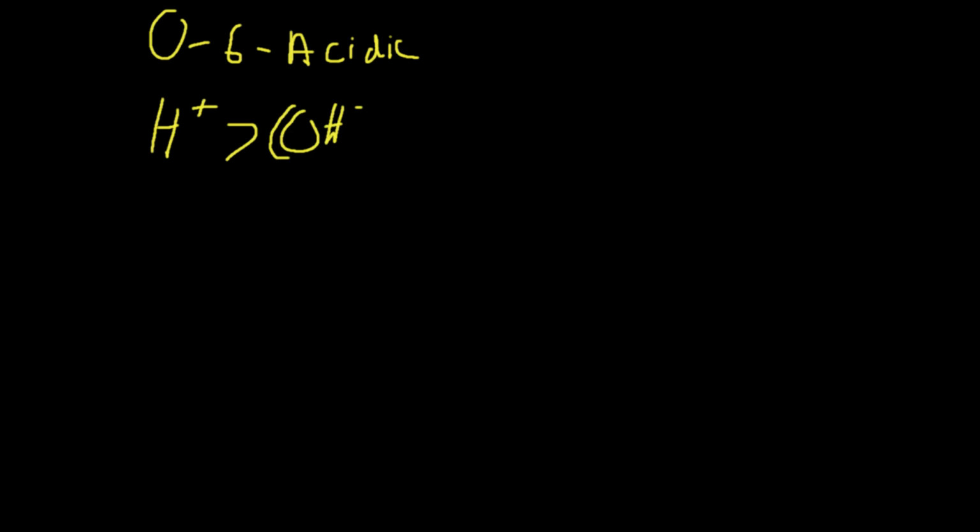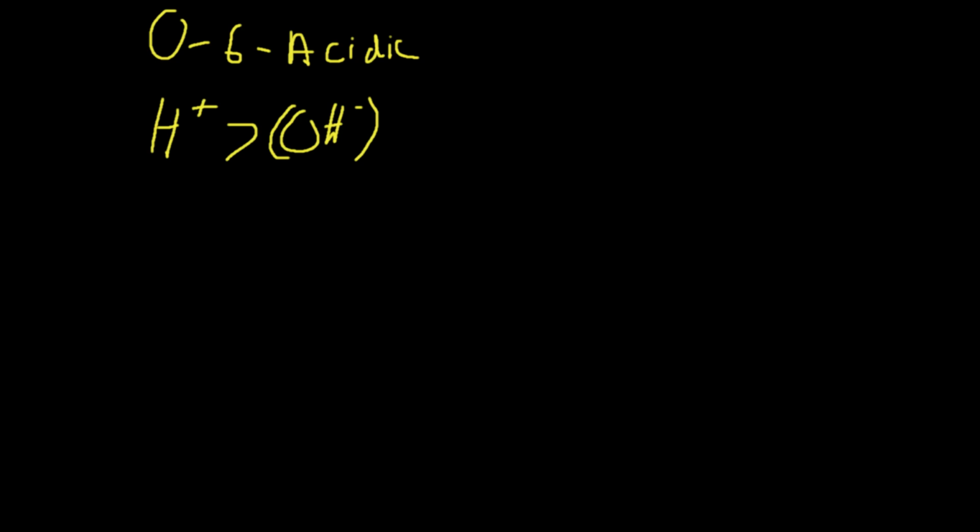So, 0 to 6 is going to be the acidic set of the pH scale. So, it's going to be acidic. And when something's acidic, pretty much what it's going to be letting us know is that hydrogen ions are greater than hydroxide. And this is pretty much what acidic is telling us.